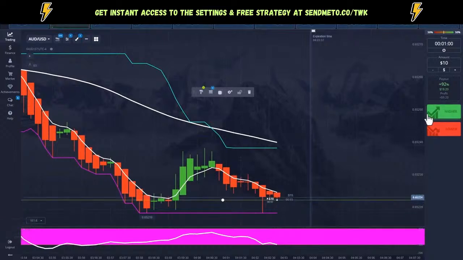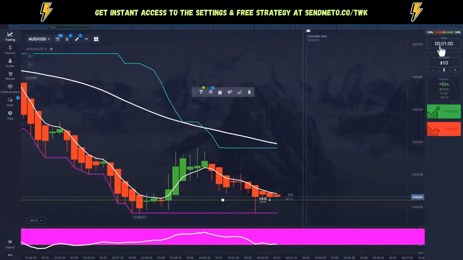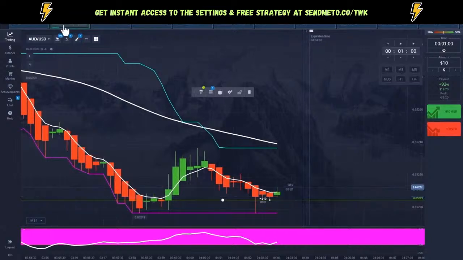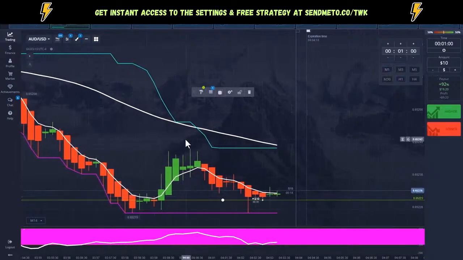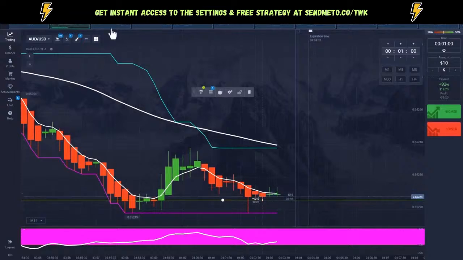It might break through. No, we went up and we have our trade if it was at 5 seconds, but it's not because this is not an OTC pair. If it were an OTC pair, I would have been able to do 5 seconds, but as you can see, we don't have that option here. So if it had been, I would have won.